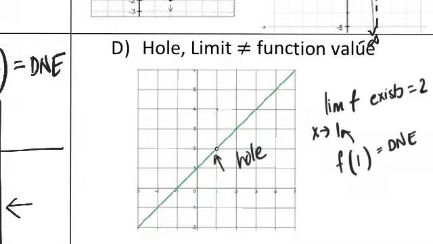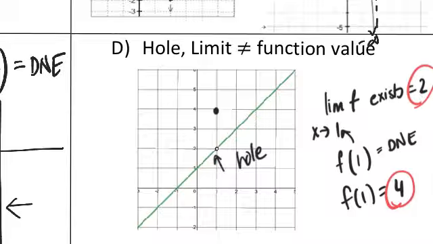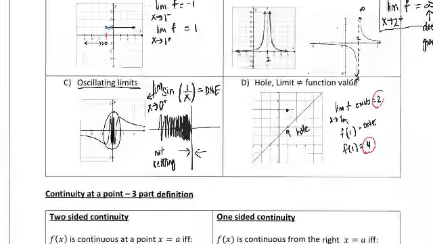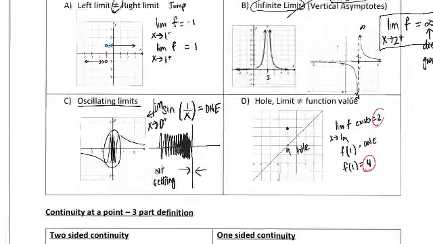It could also be that the function is defined at, say, 4, but these two numbers, the limit value and the function value, are not the same. That's what creates a hole. Okay, so basically all these are the four types of discontinuities.